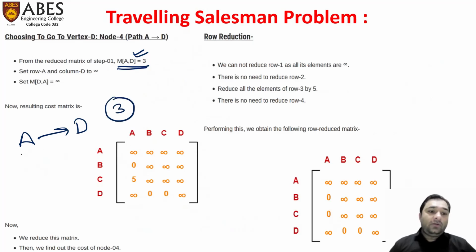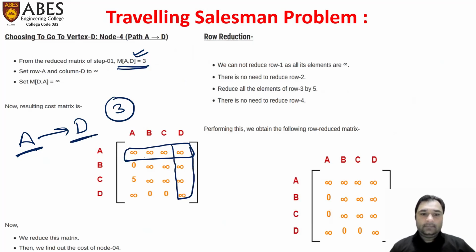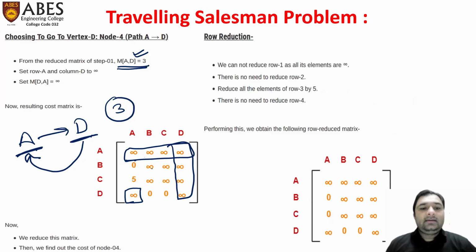Let's suppose the cost is 3. So now what will we do? Make this row infinity, make this column infinity, and make this path infinity. After doing this, see whether every row carries a minimum value. This is okay, all are infinities. This does not carry, so 5, then it will be 0. This carries. If we talk about the columns, zeros, zeros, zeros, and zeros.